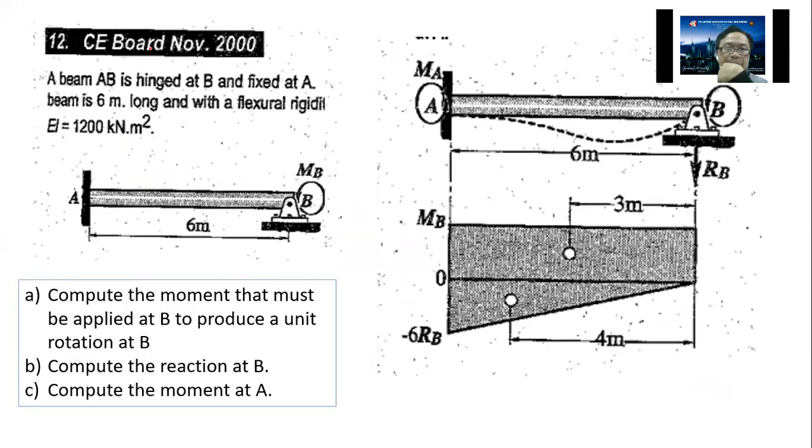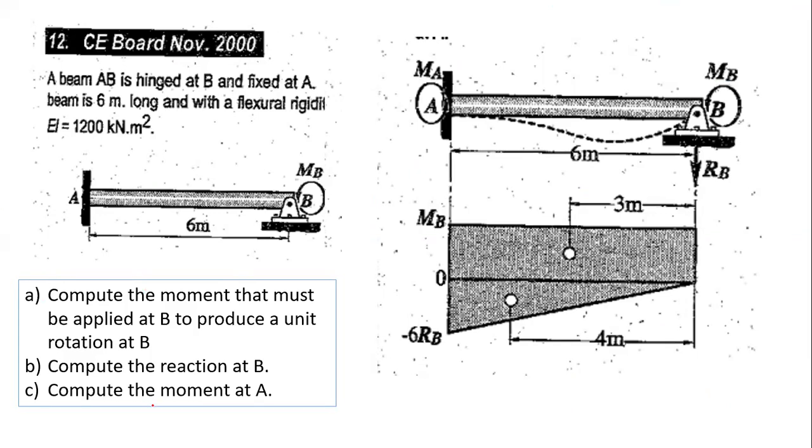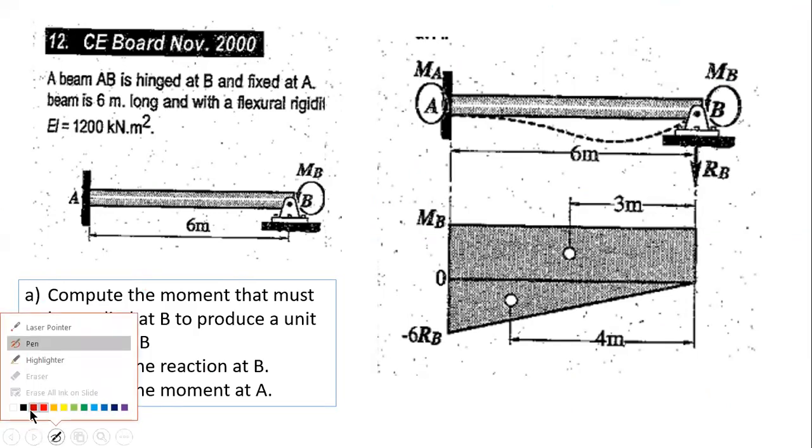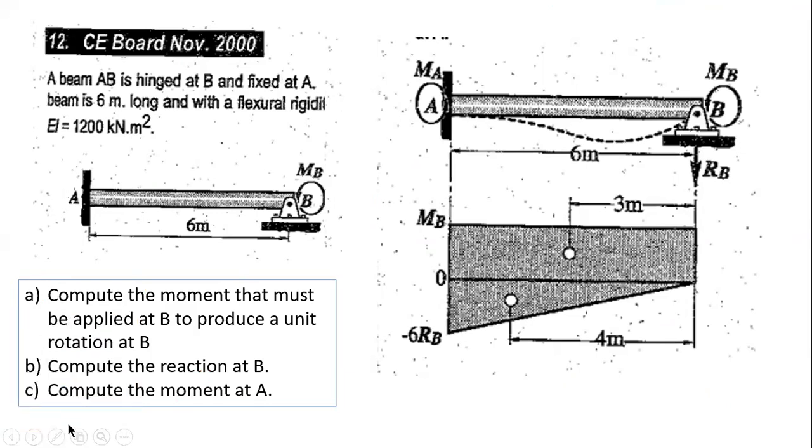Okay, how about this one? I think we'll have this one as our last problem for tonight. So ito naman, you have here a beam AB, hinge at B, ito naka-hinge, and then it's fixed at A, given this EI, 6 meter long. Compute the moment that must be applied at B. So what is this moment B? To produce a unit rotation, take note of this one, unit rotation at B.